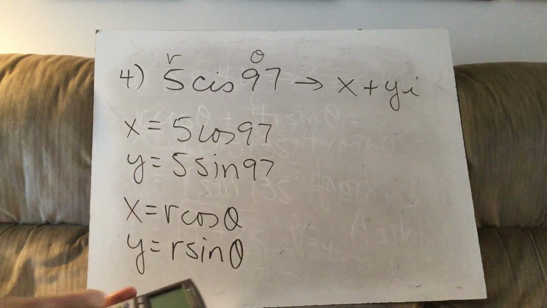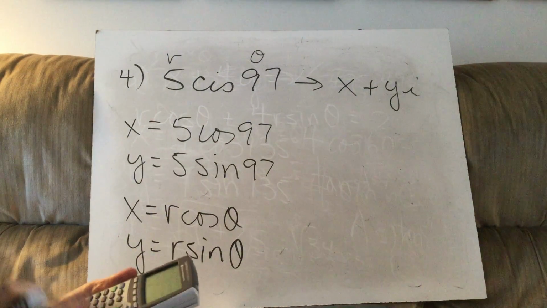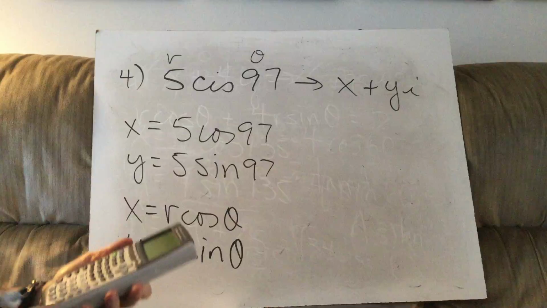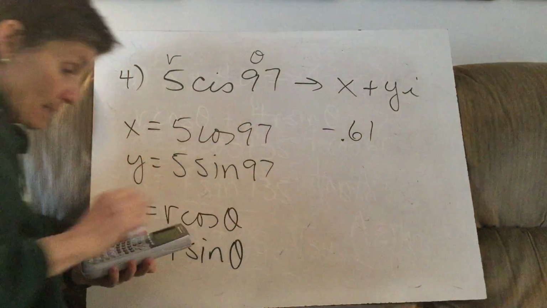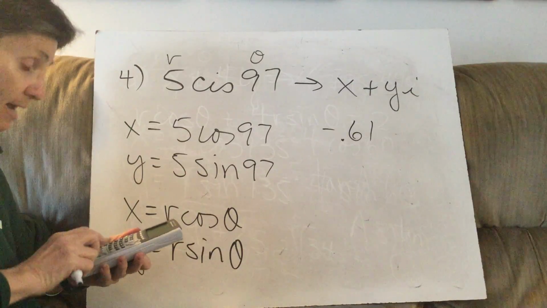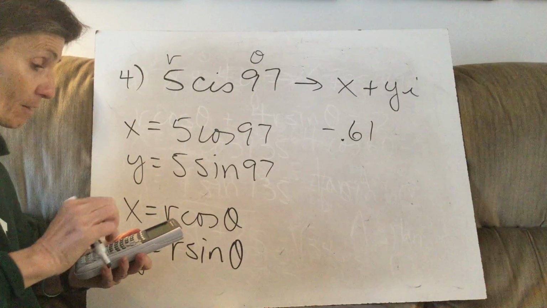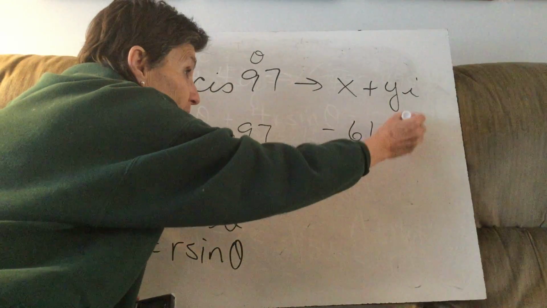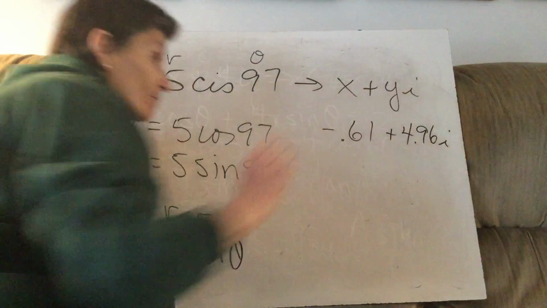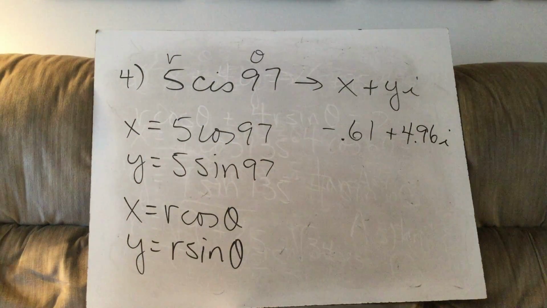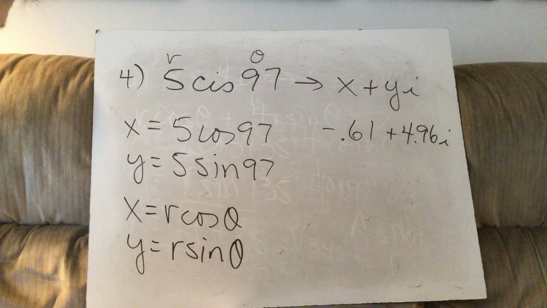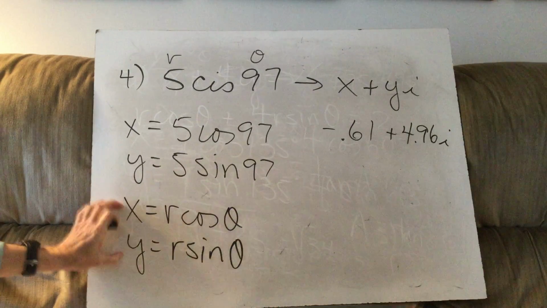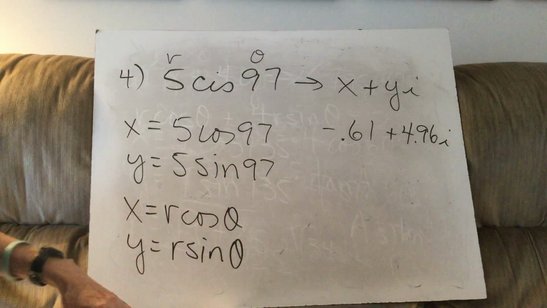So we'll just type that in on our calculator. 5 cosine 97 is negative 0.61 and 5 sine 97 is 4.96. Remember, the i goes with the y, so the i goes with the sine number. And that's it. Easy peasy, so important right here, guys. So very important.